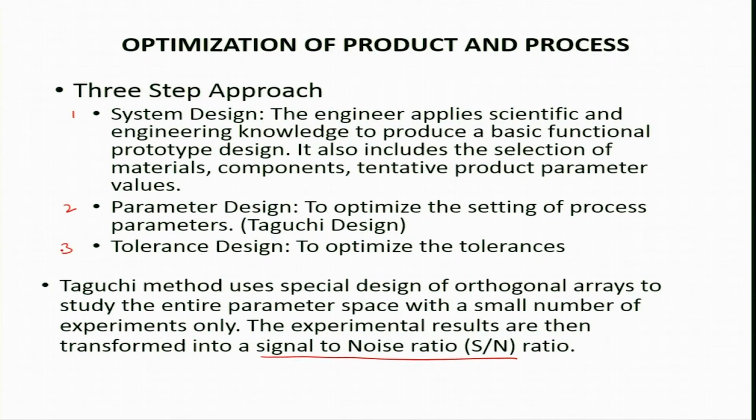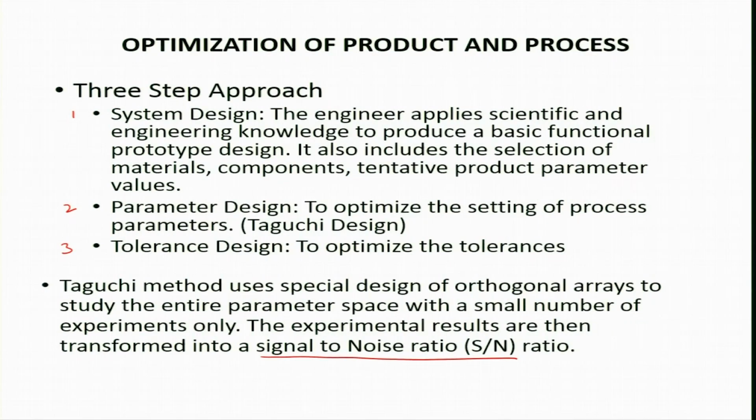First is the system design. The engineers apply scientific and engineering knowledge to produce a basic functional prototype design. It also includes the selection of materials, components, tentative product parameter values. So here at system design, you are broadly thinking, okay, this is going to be the size, dimensions, materials, features which I am going to have.